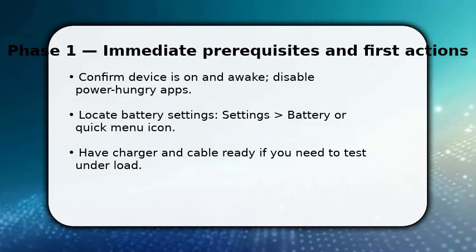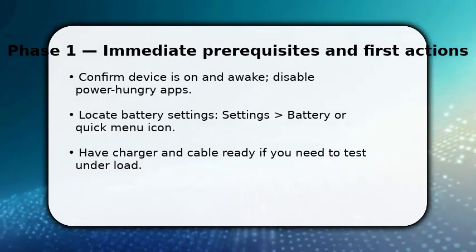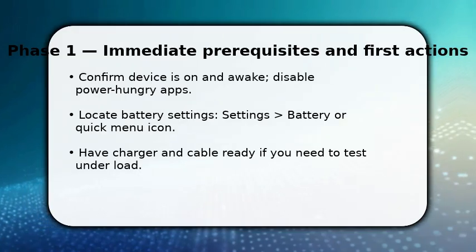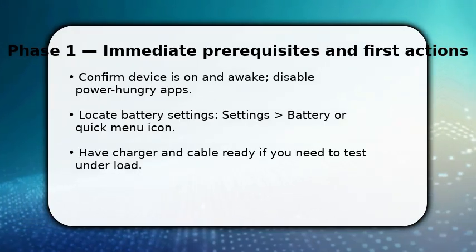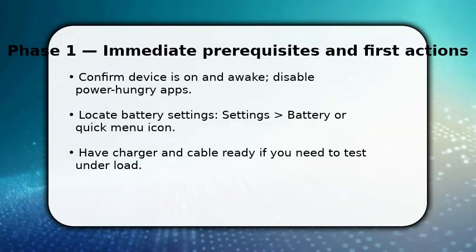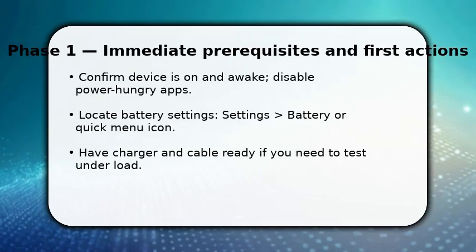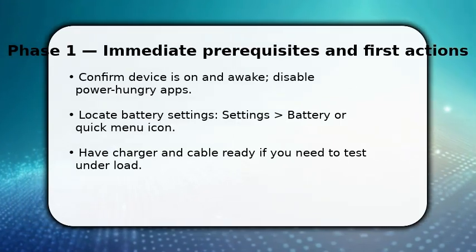You begin by waking the device and opening the battery area. This gives real-time info. Once there, check the immediate percentage and estimated time remaining. This tells you current load and drain. Make sure to close heavy apps to see baseline consumption, because background tasks distort results.